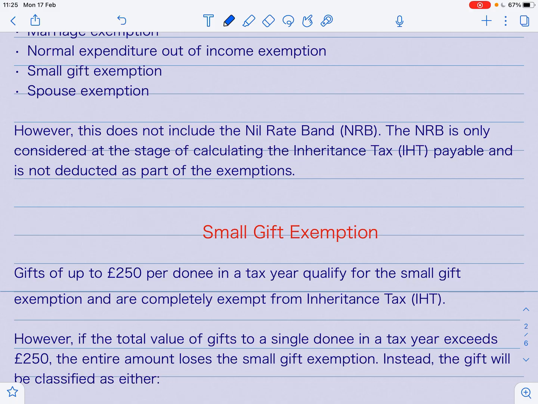So when do you enjoy the new rate band allowance? It is at the point of calculating the amount of inheritance tax payable. So please, this is one of the things that I need you to take note of. All right. So at this point, I would like us to go straight to the question. Let's dive in and get the solutions to those two questions.